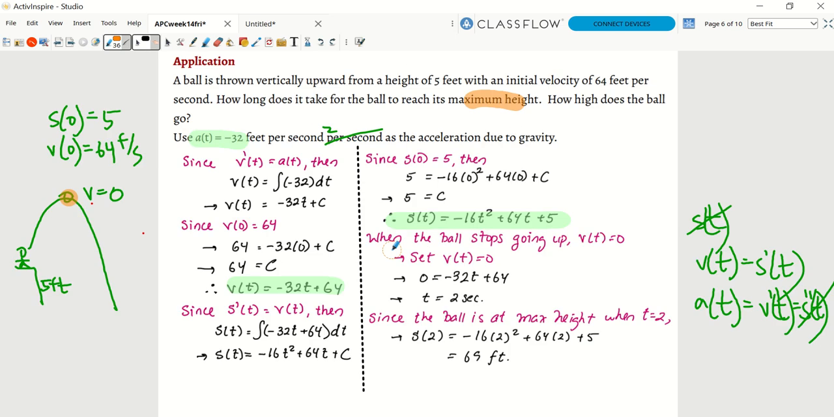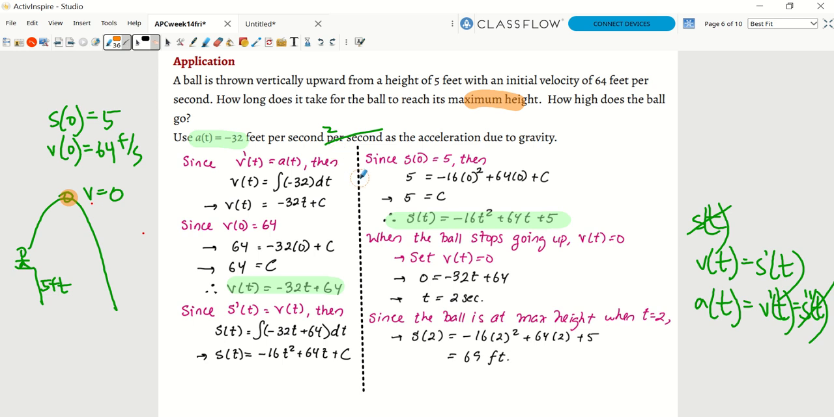Now here, a ball is thrown vertically upward with a height of 5 feet with initial velocity of 64 feet per second. How long does it take for the ball to reach its maximum height? How high does the ball go? And we got this right here, okay? And instead of per second, we're just going to say second squared.